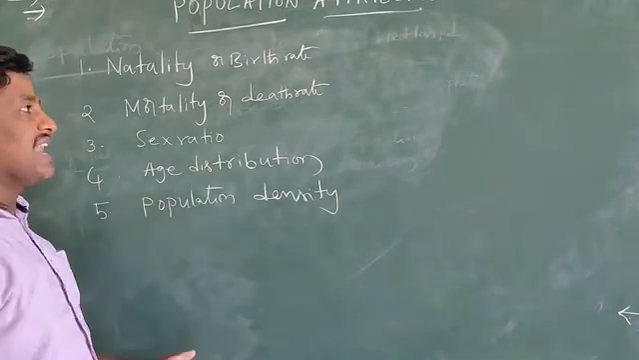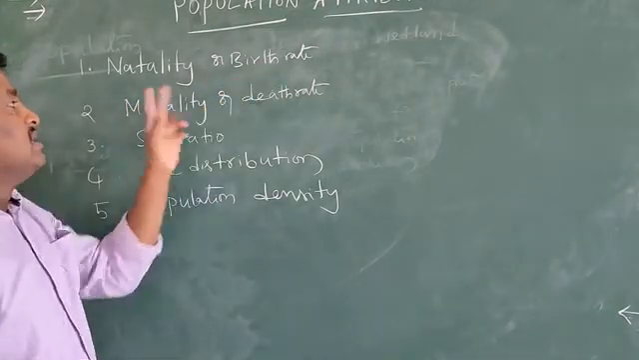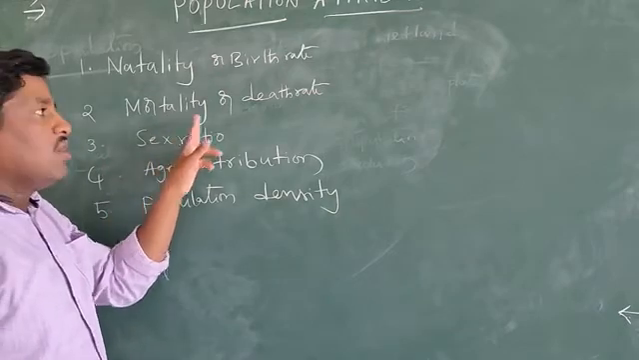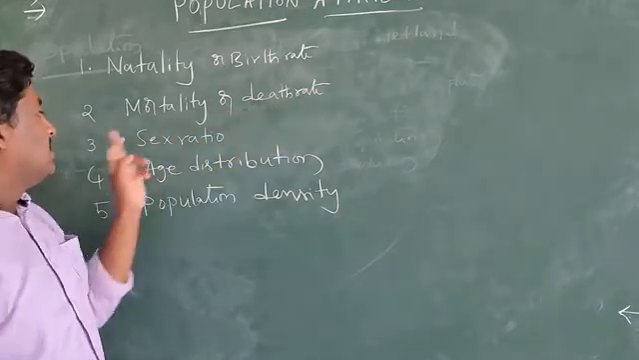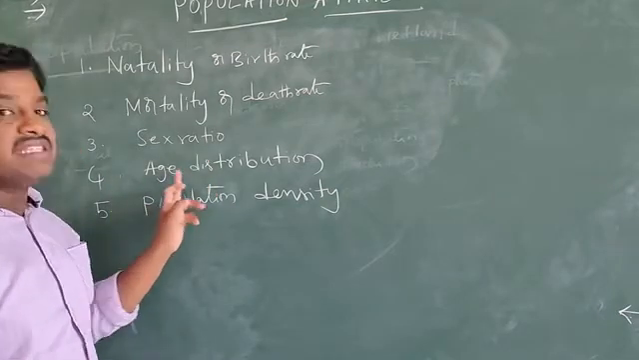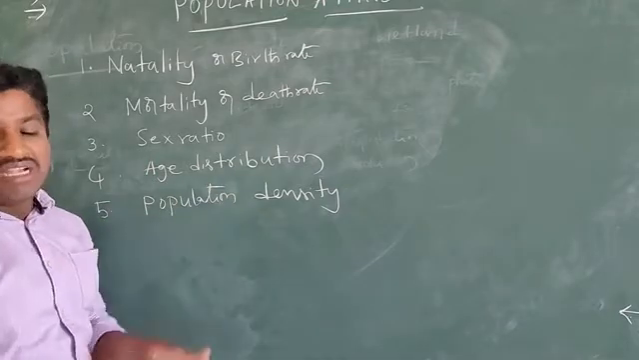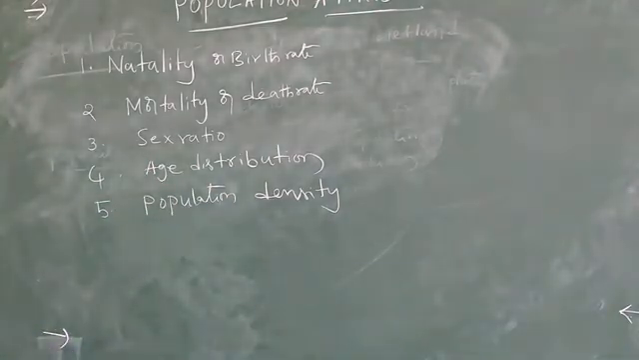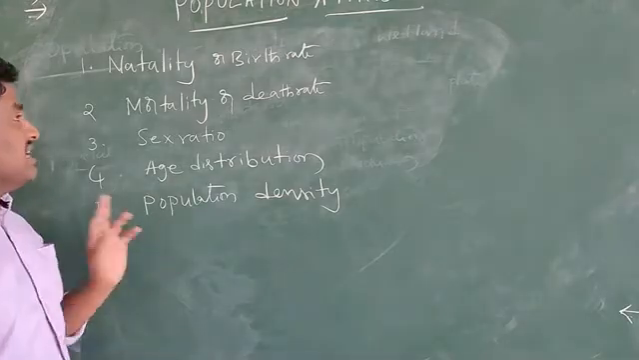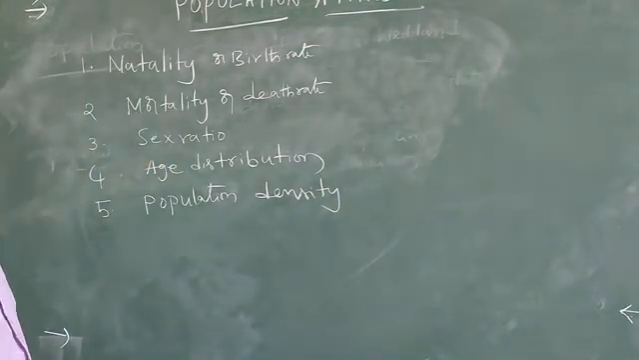What are the population characters? First one, natality or birth rate. Second one, mortality or death rate. Third one, sex ratio. Fourth one, age distribution. And fifth one, population density. Okay, now we are going to discuss natality.